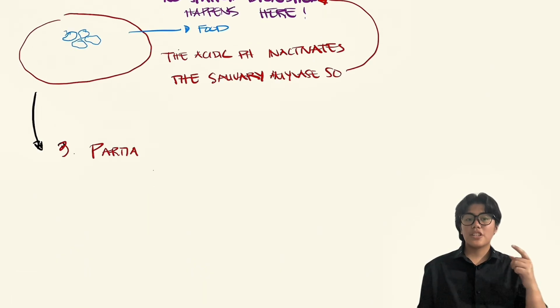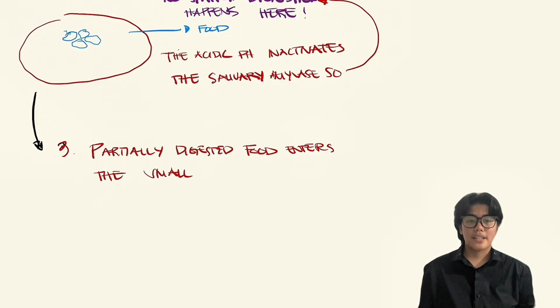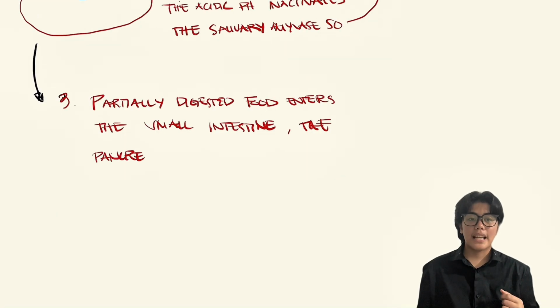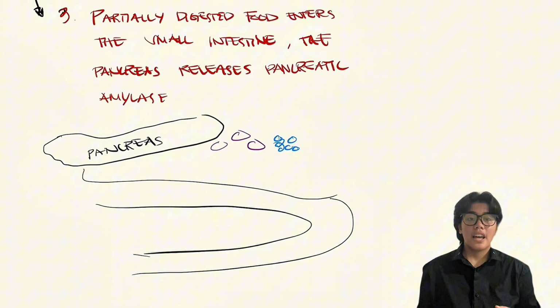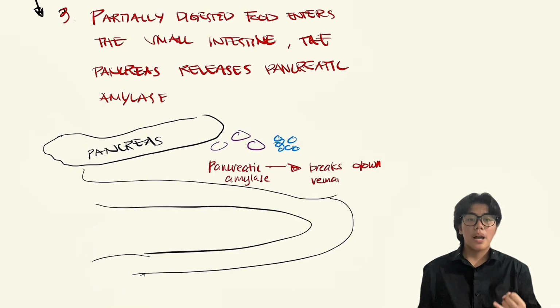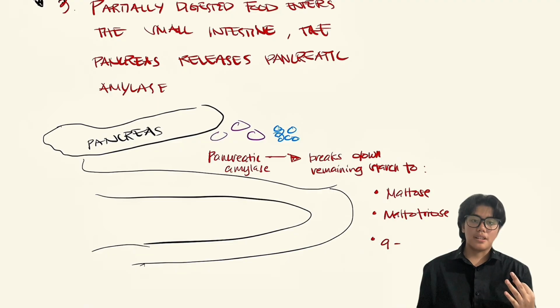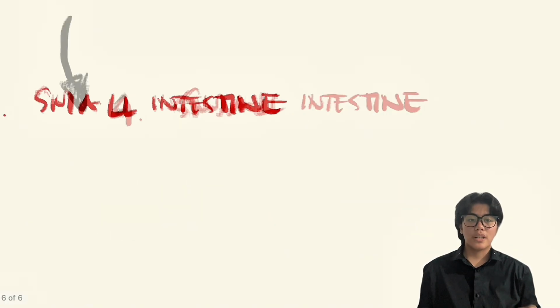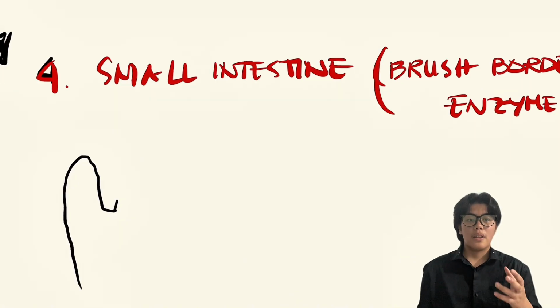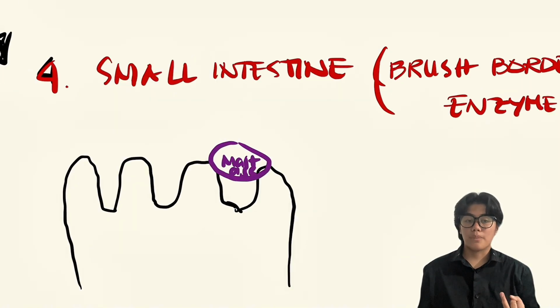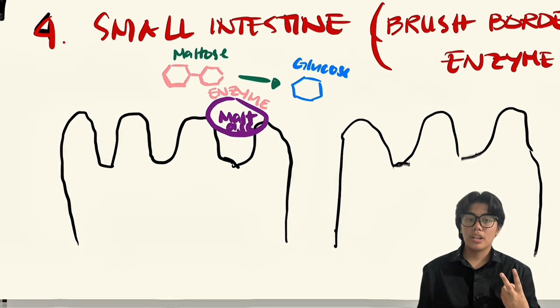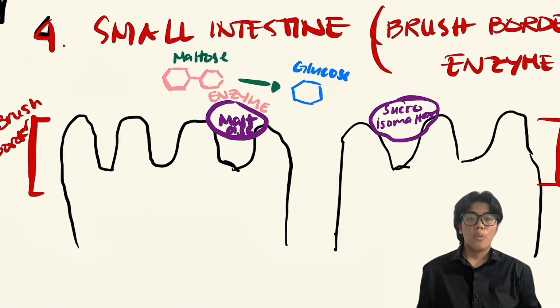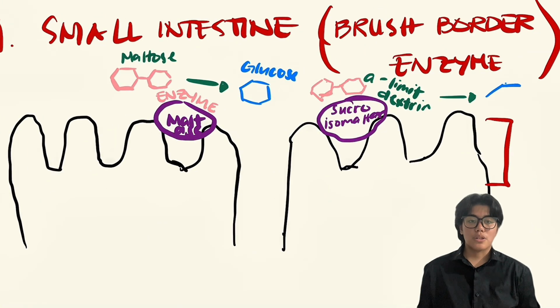Third, partially digested food now enters the small intestine, and your pancreas will release an enzyme called pancreatic amylase. What this does is convert the remaining starch to maltose, maltotriose, and alpha limit dextrins. And fourth, we now reach the intestinal brush border. The intestinal brush border has enzymes we call maltase and sucroisomaltase. Your maltase will break down your maltose to two glucose molecules, and your sucroisomaltase will break down your alpha limit dextrins to glucose.